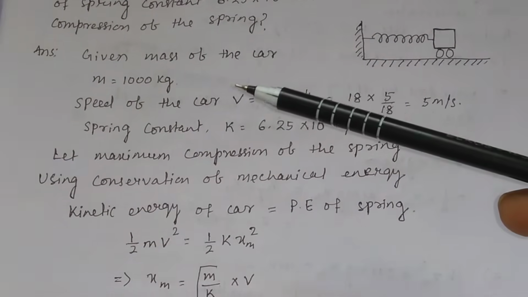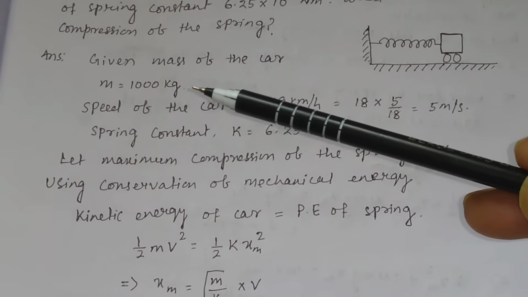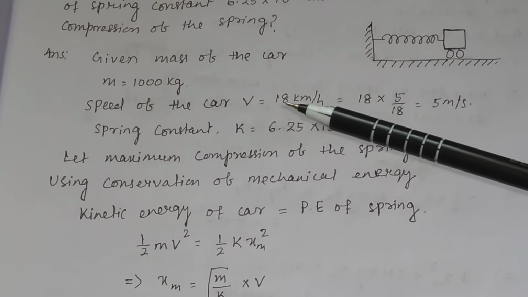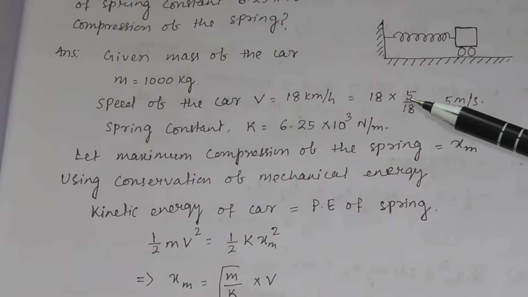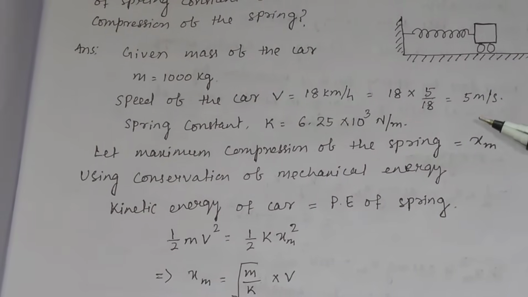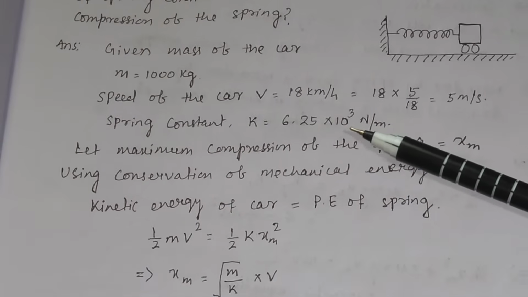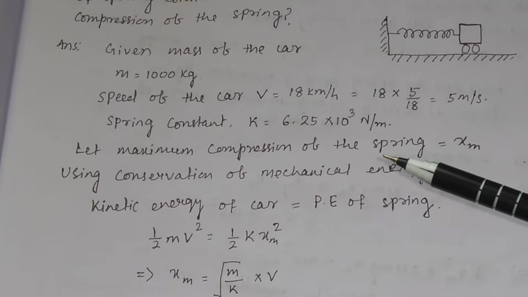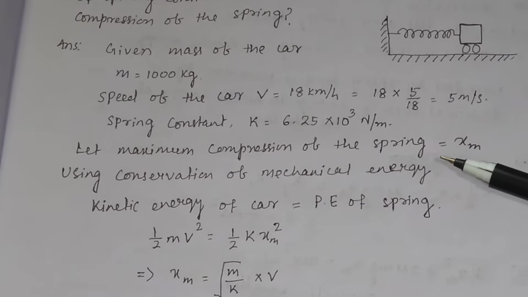So in this problem, the mass of the car is given. Mass of the car is equal to 1000 kg. The speed of the car is given, that is v equal to 18 km per hour. If you convert into meter per second, multiply by 5 by 18, so it will be 5 meter per second. And the spring constant is given, 6.25 into 10 to the power 3 Newton per meter. Suppose the maximum compression of the spring is xm.